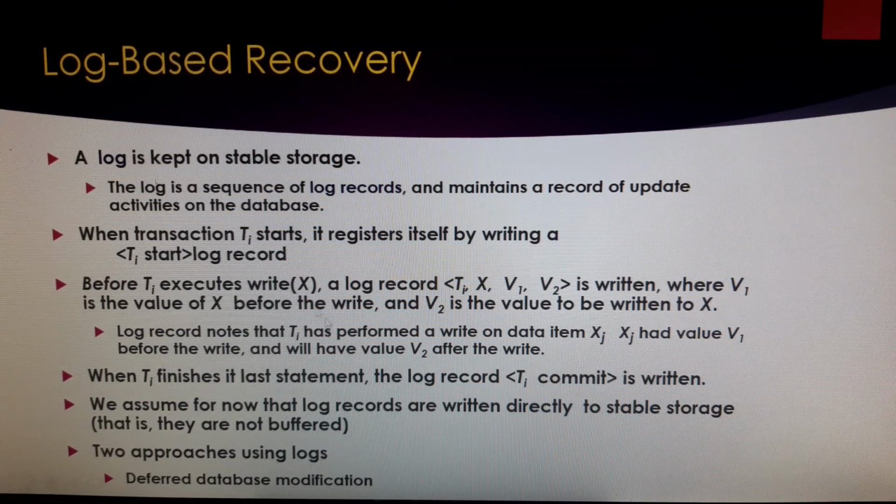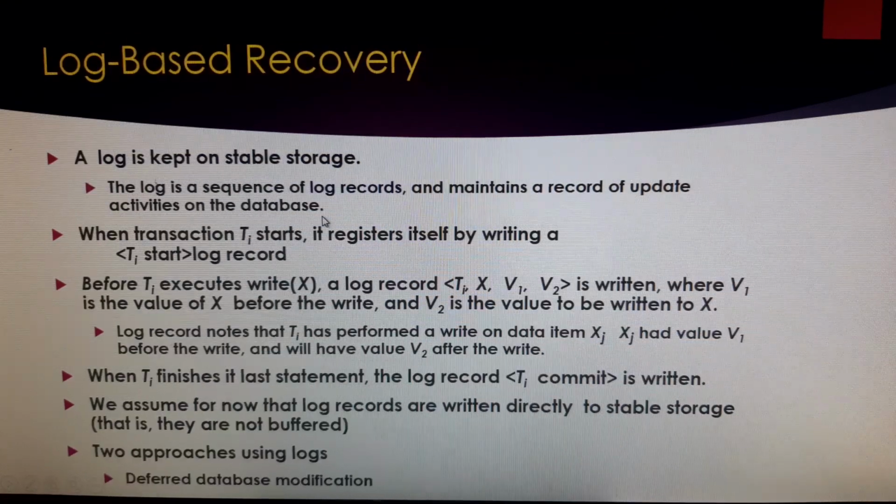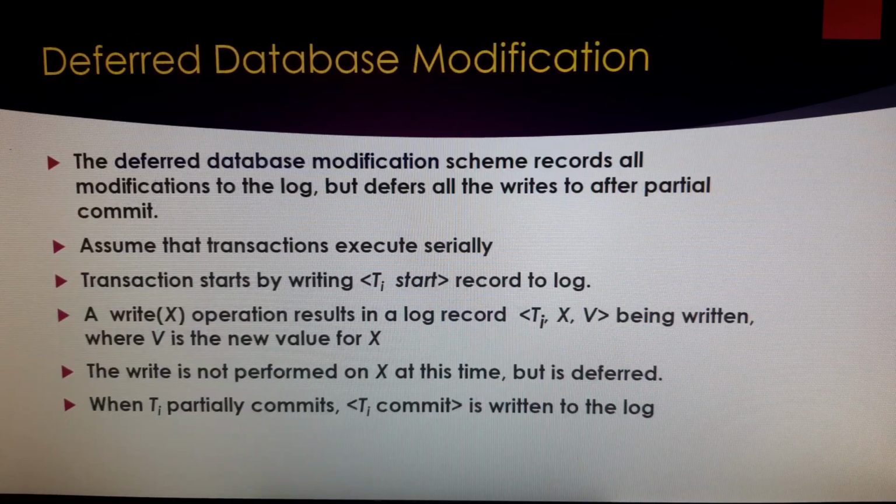In order to execute the log file, we have two types of mechanisms. One mechanism is deferred database modification, and the other is immediate database modification. Observe the deferred database modification scheme. It records all modifications to the log: start, read, write, commit, everything is stored in the log file. For this purpose, it defers all the writes until after partial commit.